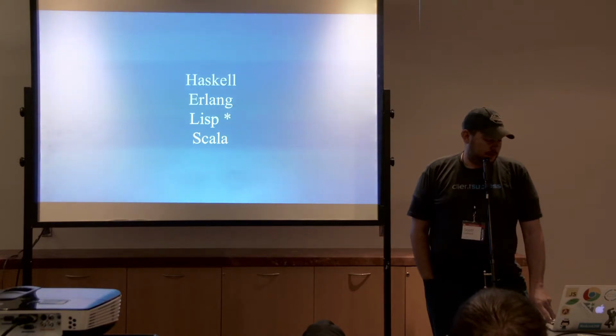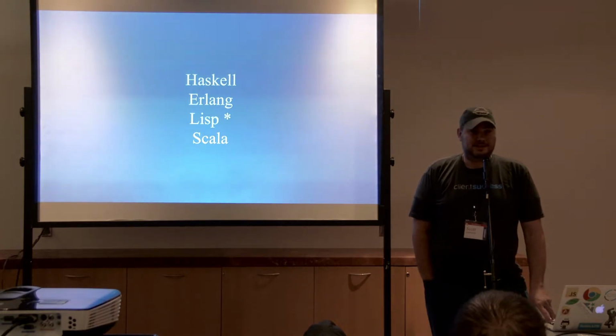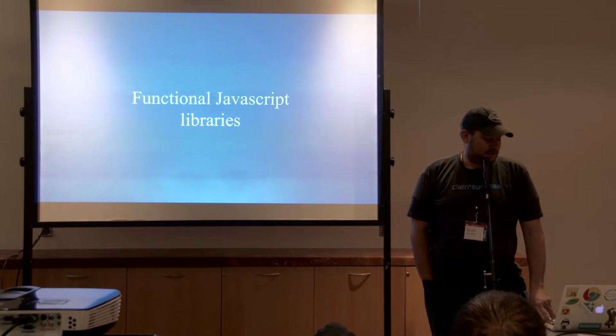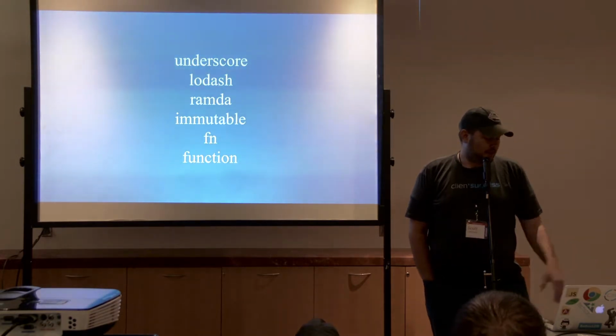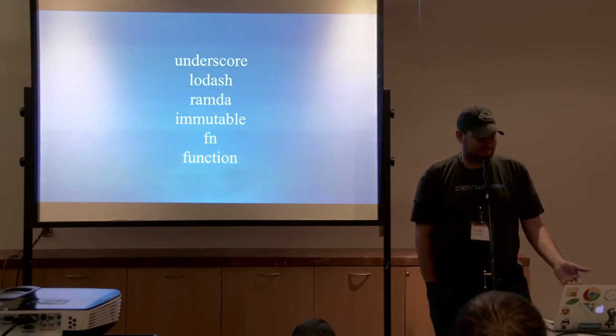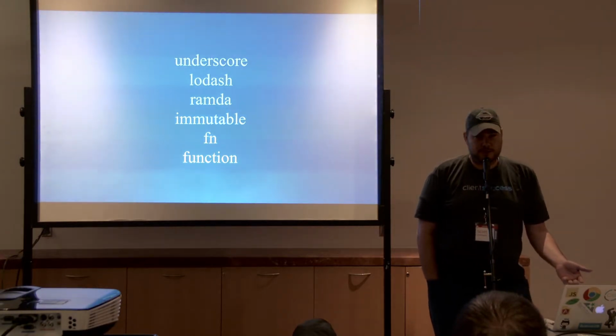So, some of the languages, you guys have probably seen that list before somewhere: Haskell, Erlang, Lisp with a star. Those that are really into functional might know why that is, and Scala. And I'm not going to answer that question either. You have to go Google and figure it out. And functional JavaScript libraries, I named a couple of them already: underscore, lodash, ramda, immutable. And then I found fn and function, which are two other libraries I've never heard of before.